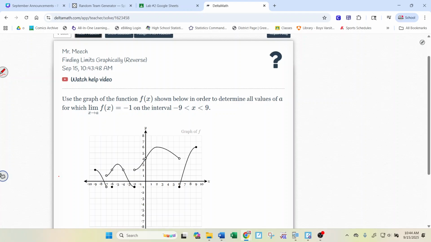No. The limit is up here, right? Functional value is there. So that doesn't work. What about at -2? Does the limit at -2 equal -1? No. The one from the left does, but the one from the right does not. What about 6? Does the limit at 6 equal -1? Nope. Over here, the right does, the left doesn't.